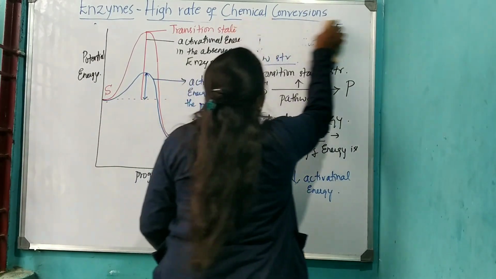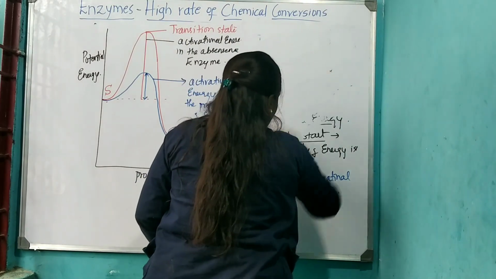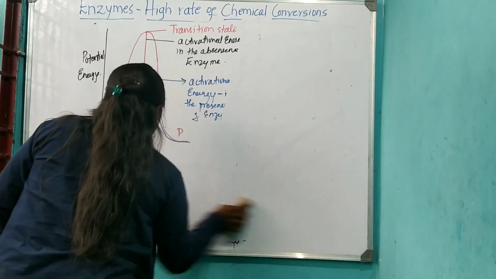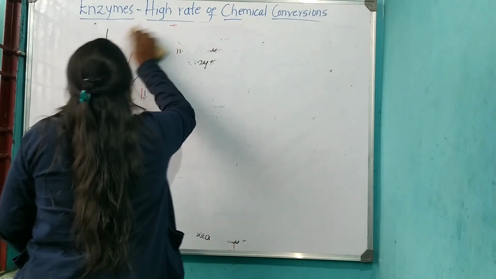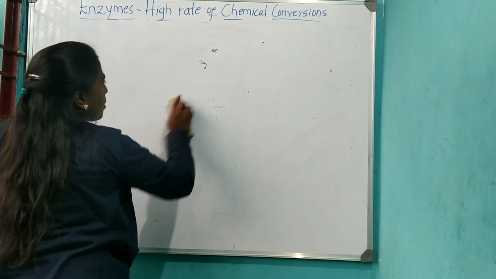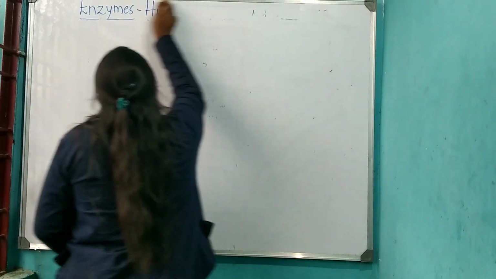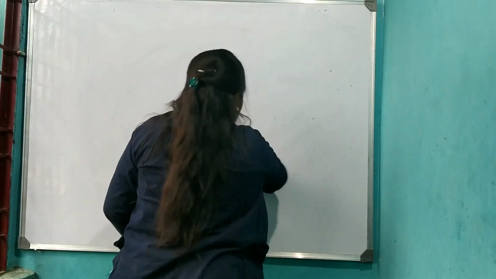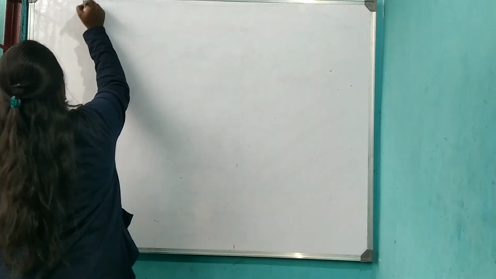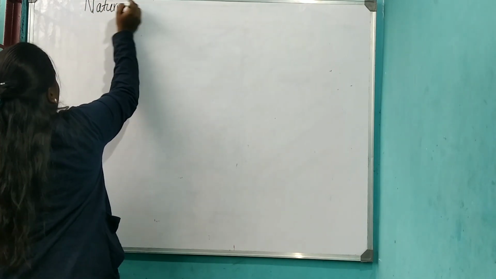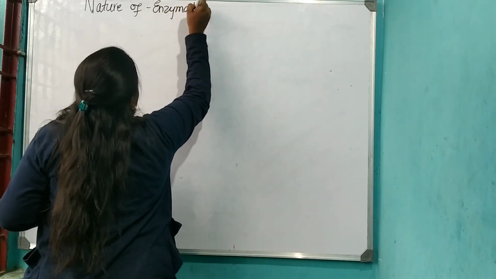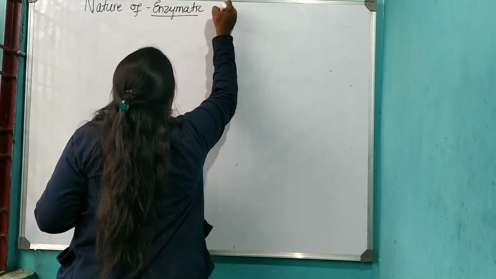So now let us study the mechanism of enzymatic action. Here there are two models which explain the nature of enzymatic action, which are in our syllabus. The first is the lock and key model. First we'll study that. So the next subtopic is nature of enzymatic action, or nature of enzymatic mechanism.